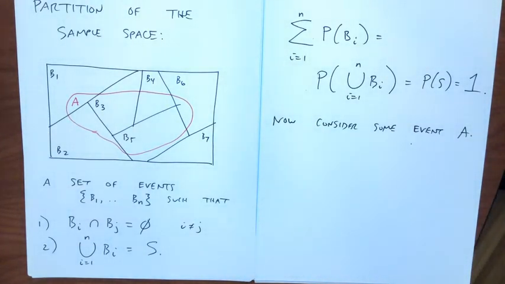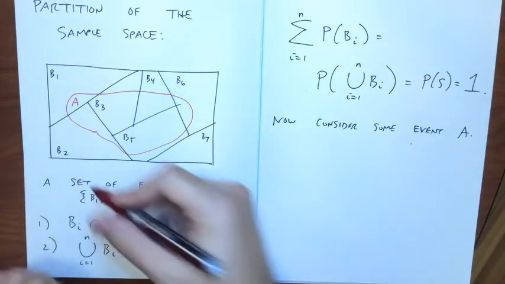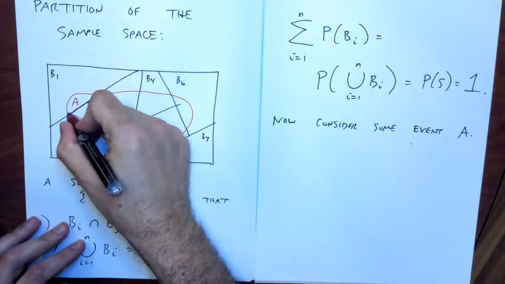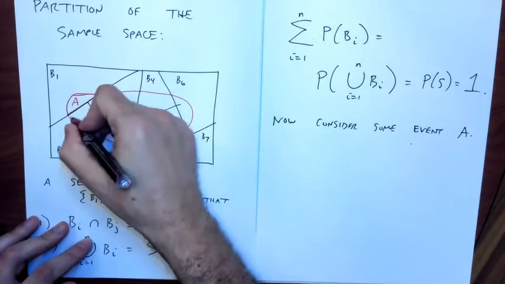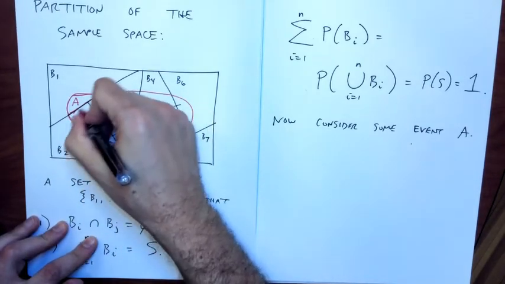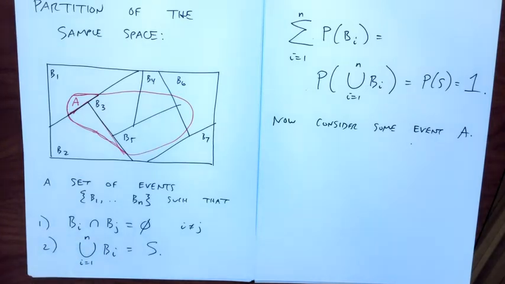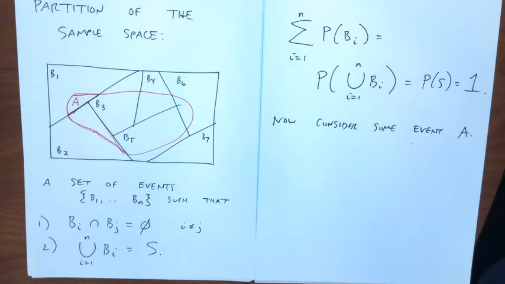Well, what I want to do is compute the probability of A, okay? So what I could do is think about breaking up A into its little constituent parts, right? I could add up this part of A that intersects with B1 and this part of A that intersects with B2, and so on. All of those little red pieces are disjoint, and they make up the entire set A, right?